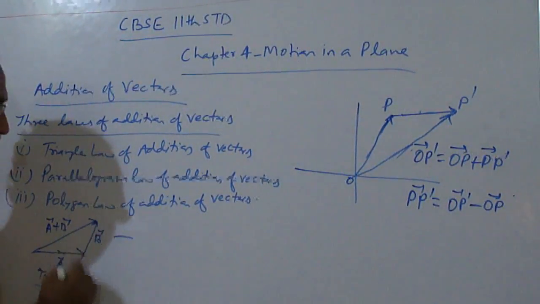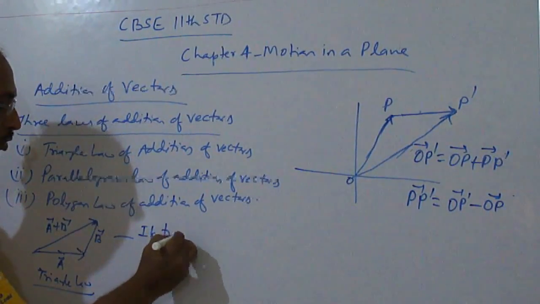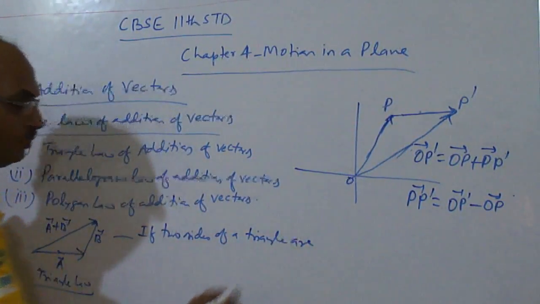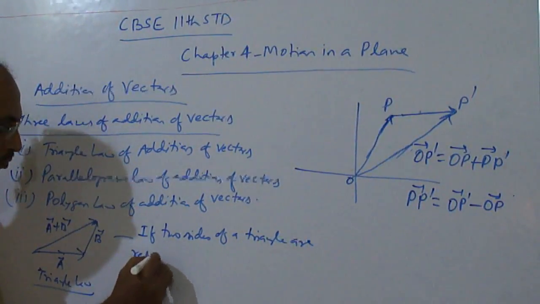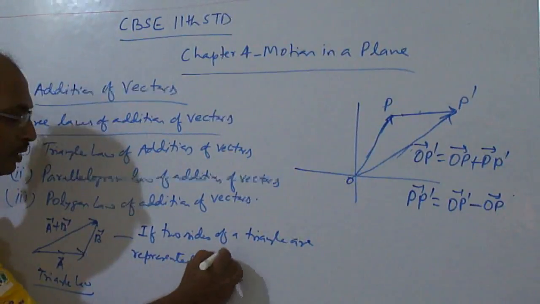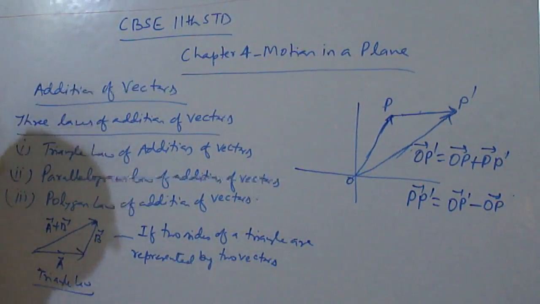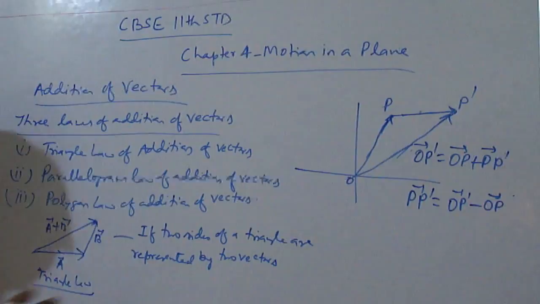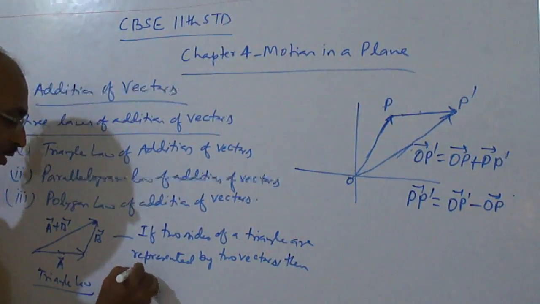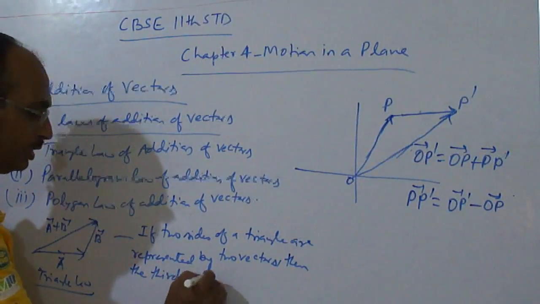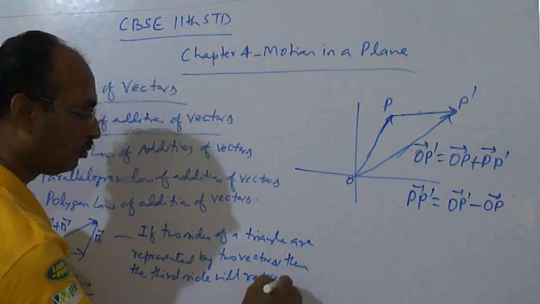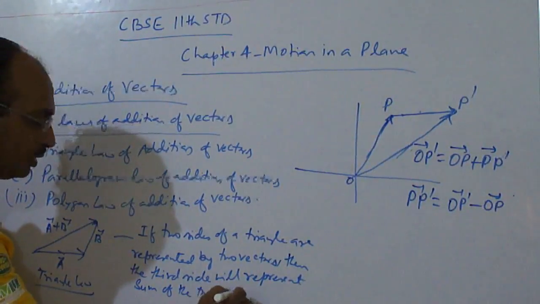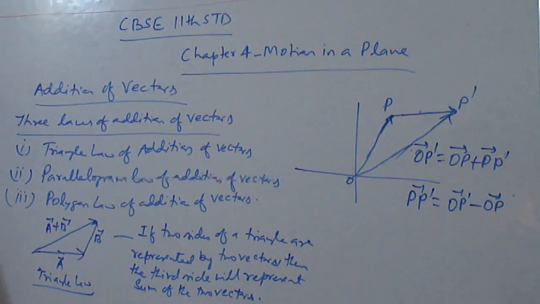Okay. So what is triangle law? Here itself we will be writing: if two sides of a triangle are represented by two vectors, then the third side will represent the sum of the two vectors. Right?